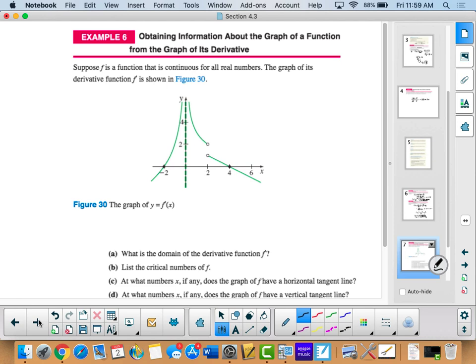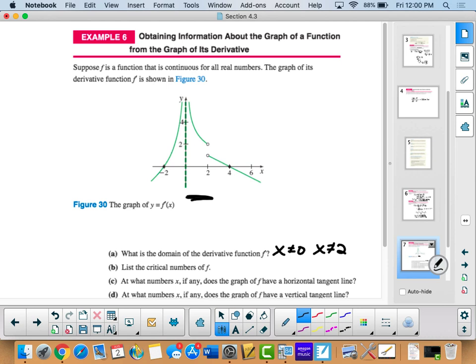Okay, also we can answer all of these questions using a graph. When we're not given the function, just the graph of a function, and this is actually the graph of the derivative of our function here. So if we want to know what the domain of the derivative is, we want to look at the domain of that particular function. So it's all real numbers except, it does not exist at 0, and the derivative does not exist at 2.